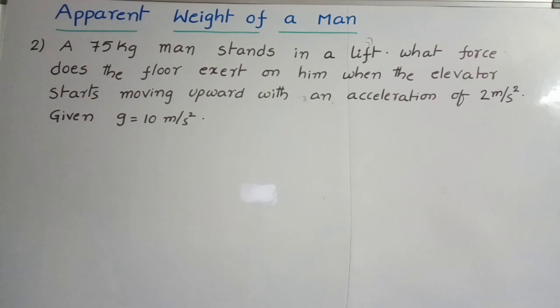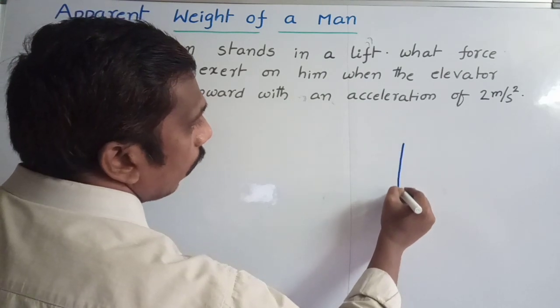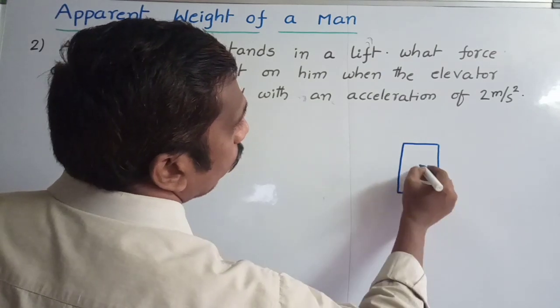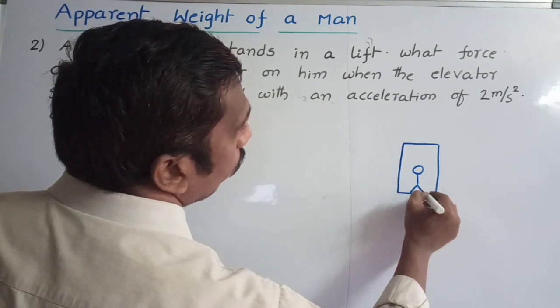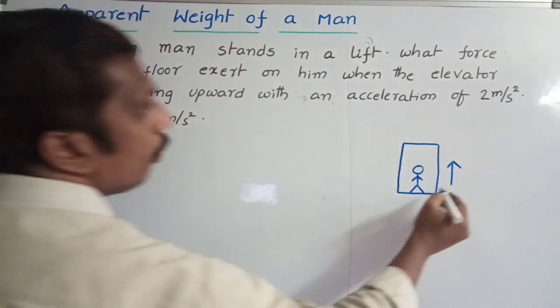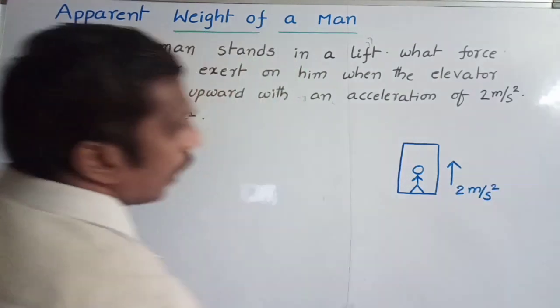Next, second problem. A 75 kg man stands in a lift. What force does the floor exert on him when the elevator starts moving upward with an acceleration of 2 meter per second square? Given small g is equal to 10 meter per second square. Assume this is the lift. In this lift, a person is standing on the floor. This lift is going in the upward direction with an acceleration of 2 meter per second square. That means the man is also moving with the same acceleration.